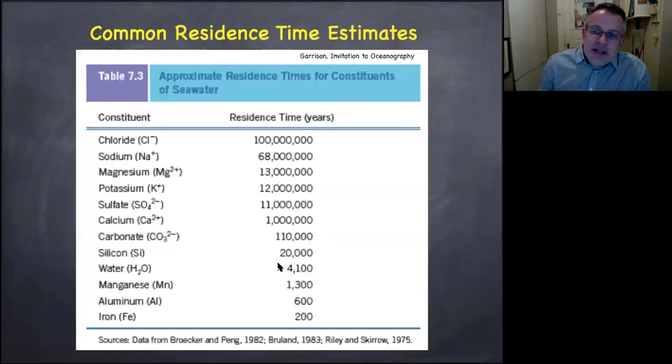So here are the residence times of a bunch of constituents. So sodium chloride is salt, right? Those two together, they stay in suspension basically forever. So very, very long residence times. Whereas iron actually doesn't dissolve well and tends to precipitate out of seawater. So it has a relatively short residence time.